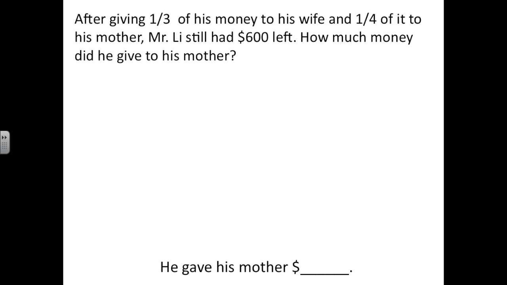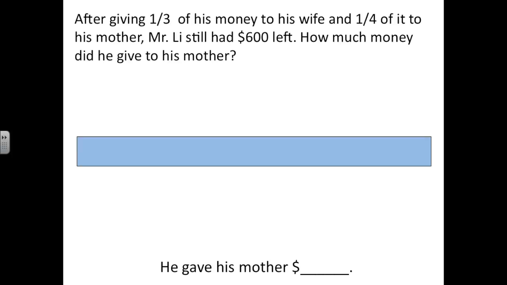Now I want to ask myself, what type of bar model problem is this? Is it a part-whole problem or is it a comparison problem? I can see that it is a part-whole problem because I'm told that he's giving 1/3 of his money to his wife and 1/4 of it to his mother, and he has $600 left. So those are my parts. I'm going to draw one full bar.